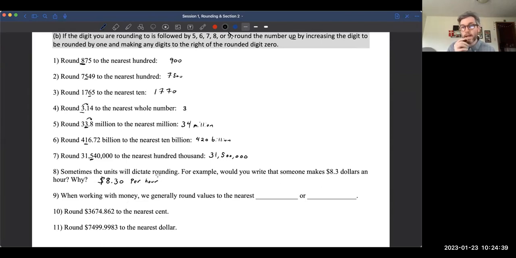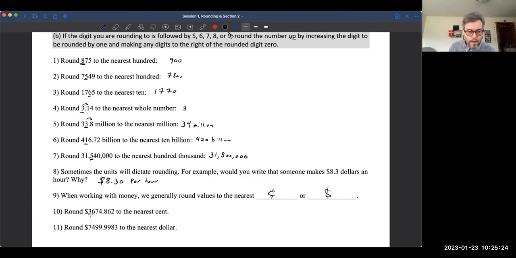Lots of different ways to write that, but what it's getting at is we'd round to the nearest cent. When we talk about money, we're rounding to the nearest cent. That's what number 9 is talking about. When working with money, we generally round values to the nearest cent. I'll just write the symbol for cent, or dollar. We're going to round to cents or dollars. Here we did cents, and generally that's what we do. Sometimes we round to the nearest dollar, but we're not going to round to the nearest 10 cents unless for some reason it told us to. We wouldn't normally do that.